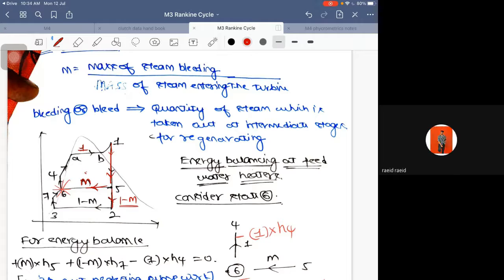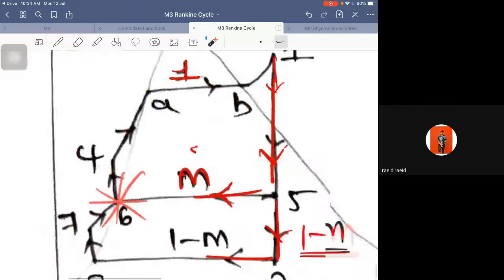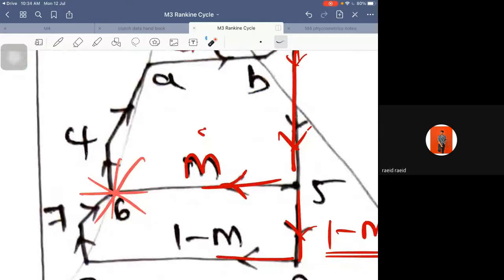Yes, sir. The same 1 minus M amount of steam will come like this, undergo pumping and merge here. Now, whenever there is a problem on regeneration, you always have to focus on this particular point, state number 6. In state number 6, I am calculating the different inflows and outflows. What is the inflow?